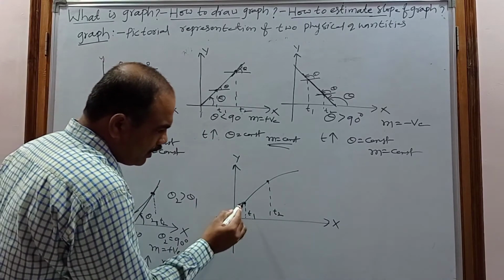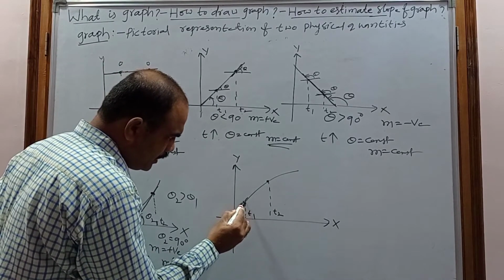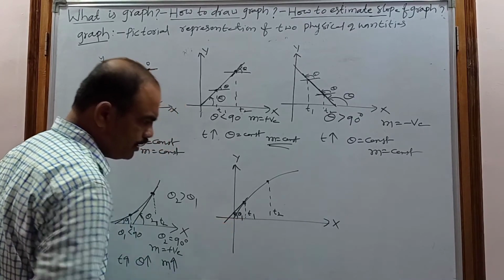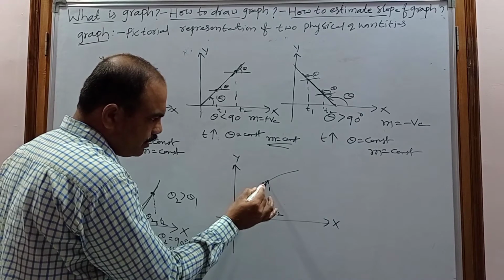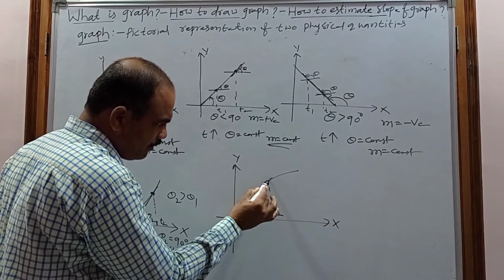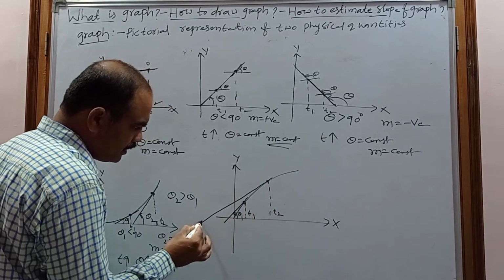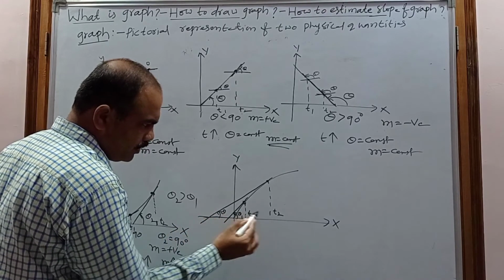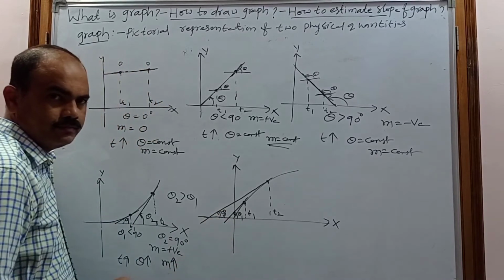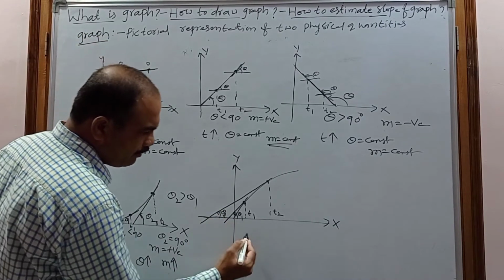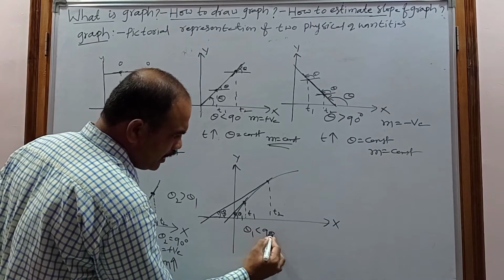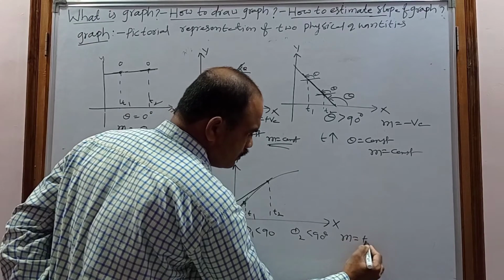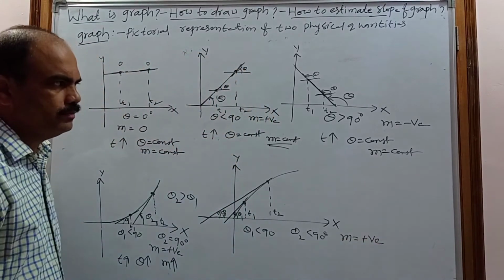Now draw the tangent at this point. When you draw the tangent at this point, this is the angle made by the tangent with the x-axis. Now consider theta 1. Now this is the point when time is t2. At this point when you draw the tangent, this is the tangent. So this is the angle made by this tangent at time t2. So what is the angle here? Theta 2. Now when you observe theta 1 and theta 2, theta 1 is less than 90 degrees and theta 2 is also less than 90 degrees, so the slope is positive.